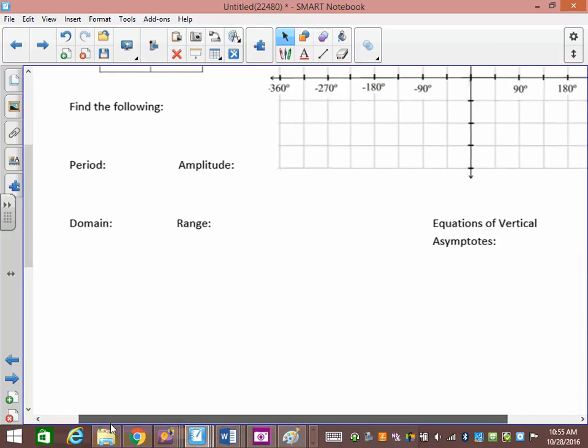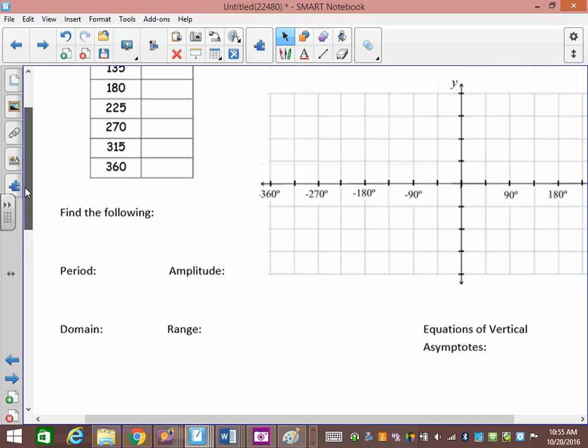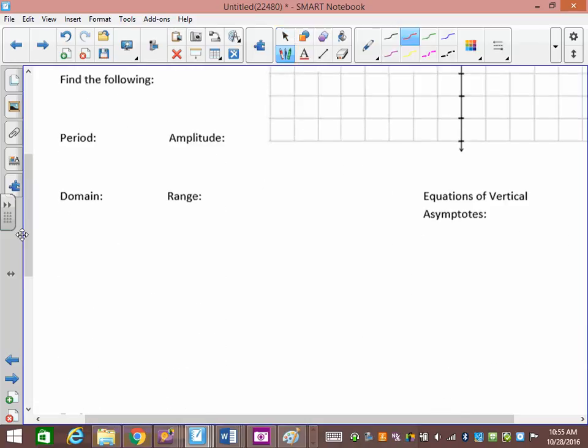So we're going over very briefly the period. We're looking at just the basic tan x graph. The period of the tan x graph is pi. The domain of cos and sine graphs is x ∈ R because they keep going on forever.